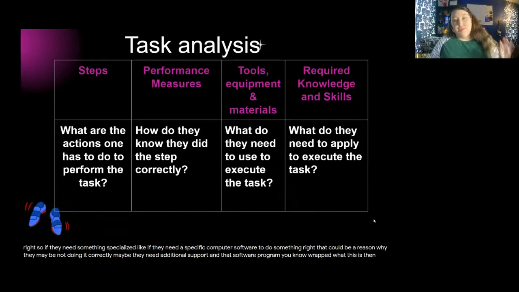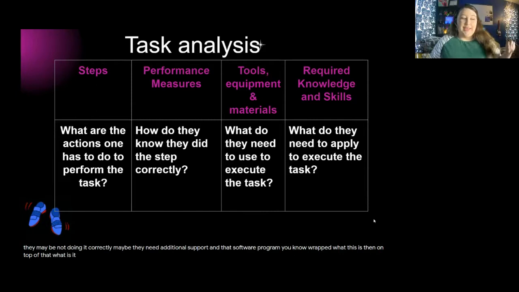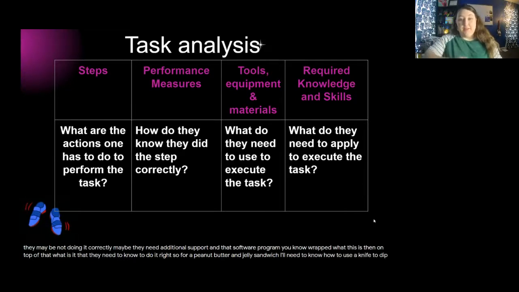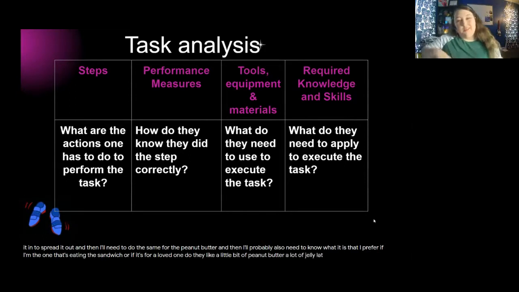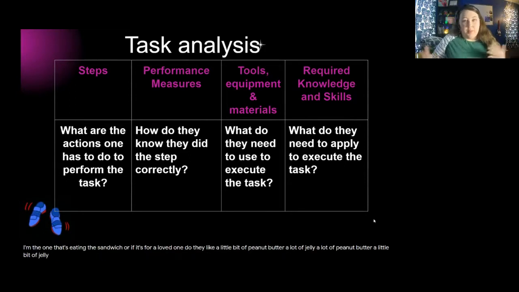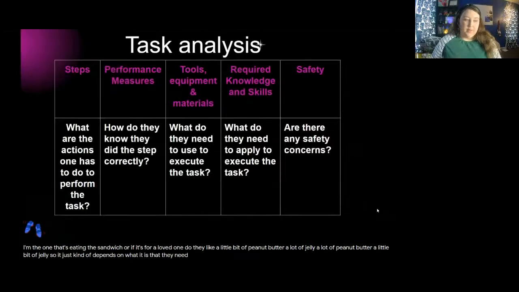Then on top of that, what is it that they need to know to do it? For a peanut butter and jelly sandwich, I'll need to know how to use a knife to dip in and spread it out. And then I'll need to do the same for the peanut butter. And then I'll probably also need to know what I prefer if I'm the one eating the sandwich, or if it's for a loved one. Do they like a little bit of peanut butter, a lot of jelly, a lot of peanut butter, a little bit of jelly? It just depends on what they need.